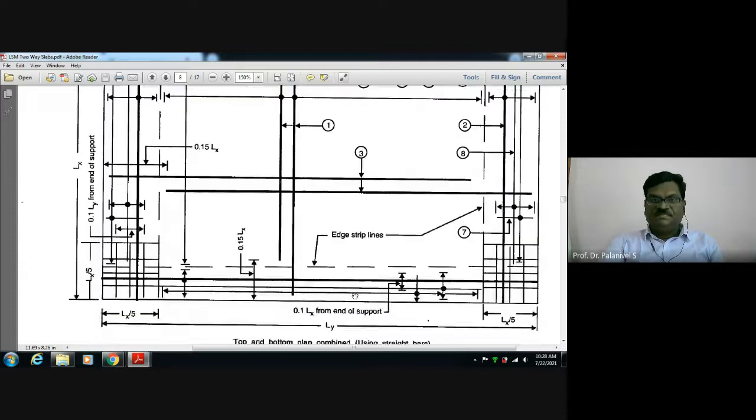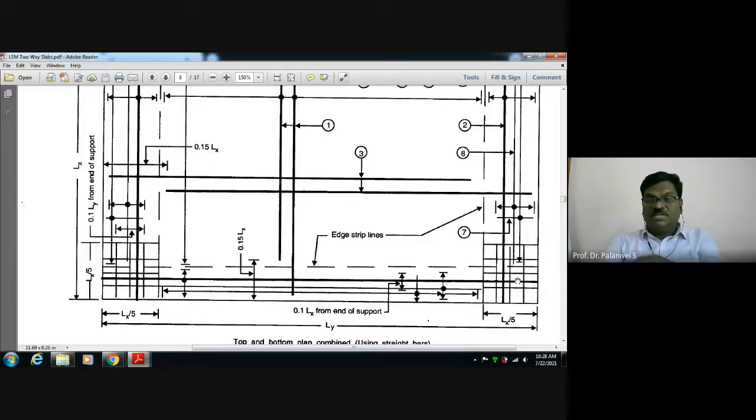And this torsion corner steel is provided here, right? How is it provided? See here, 0.2 times this direction, that is Lx by 5, Ly by 5 distance. You have to provide the torsion steel at the corner, called the torsion steel or corner steel.